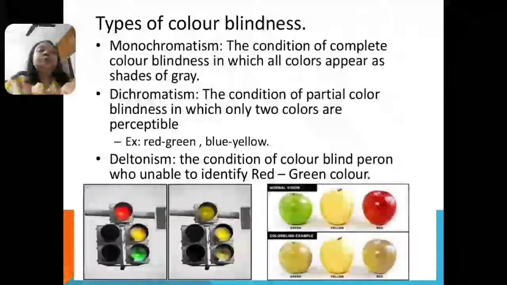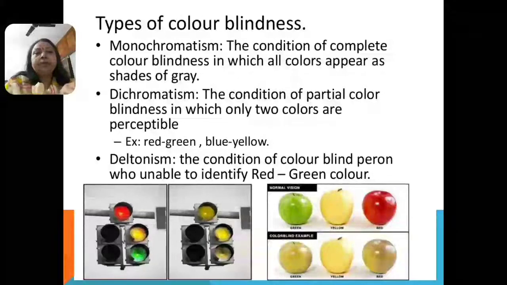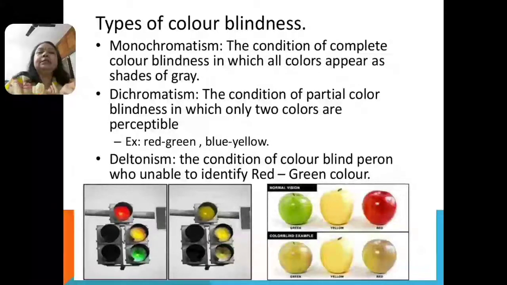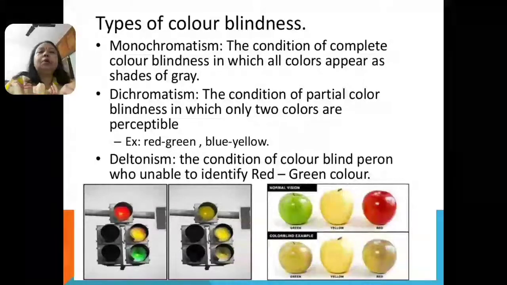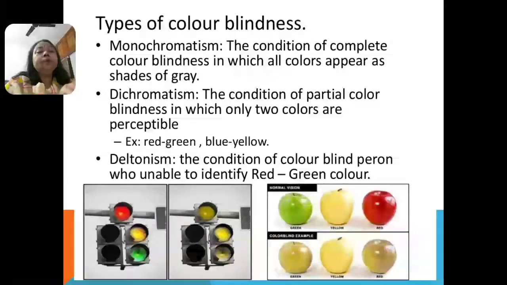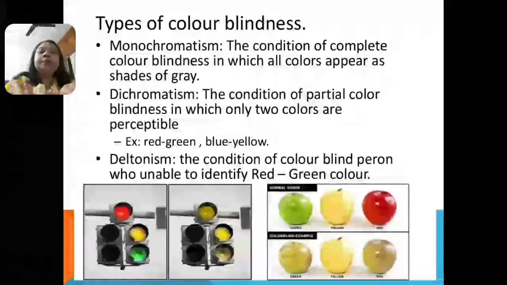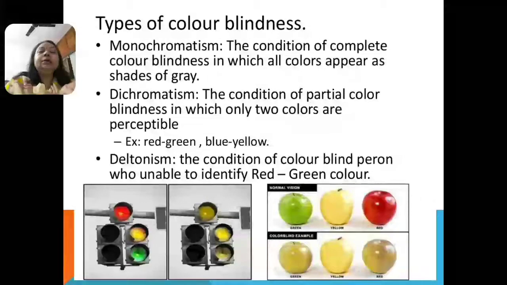Now what happens in the color blindness condition? What are the types? Monochromatism: the condition of complete color blindness in which all colors appear as shades of grey. Second condition, dichromatism, the condition of partial color blindness in which only two colors are perceptible. Example, red-green or blue-yellow.